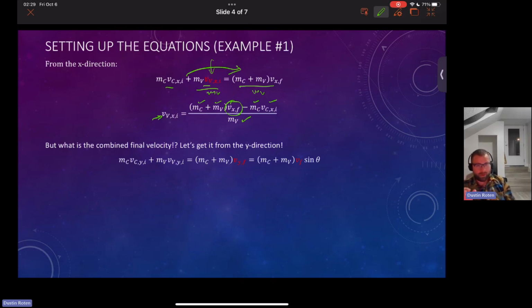So let's jump down and think about our y direction information. Same thing as the x direction. We've got our two pieces, the momentum of the Caddy and the momentum of the Volkswagen. This has to equal their combined masses because they're smashed together. And that's in the y direction. So here we have the final velocity in the y direction. You've got to remember that this velocity here is in the y direction. This is not the same, so this does not equal the velocity in the x direction per se.